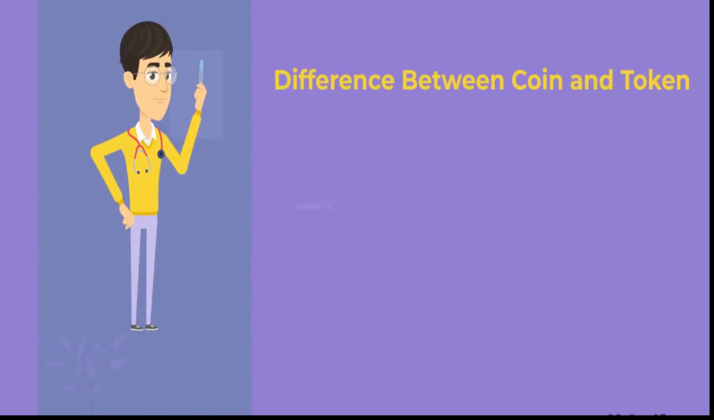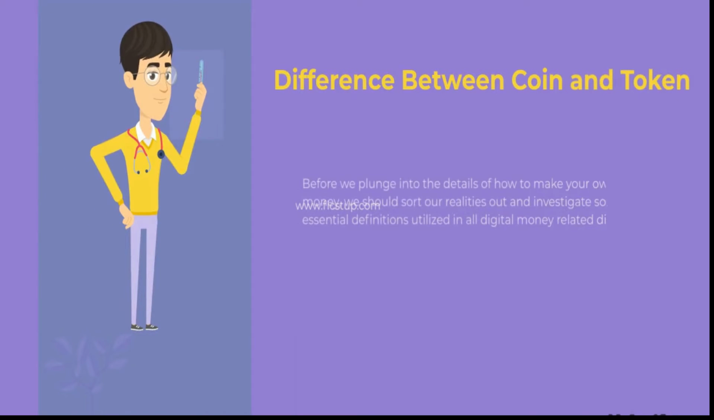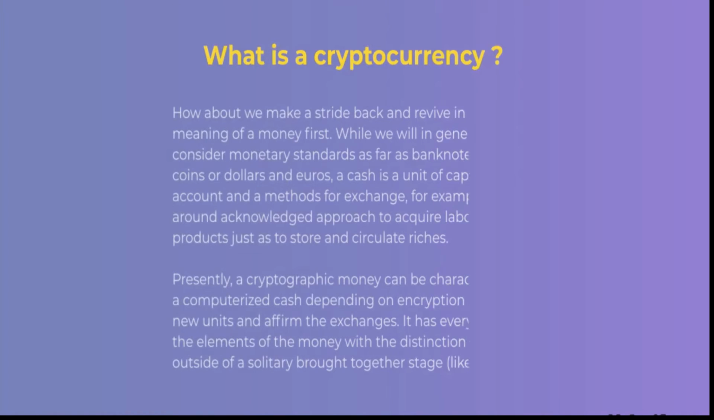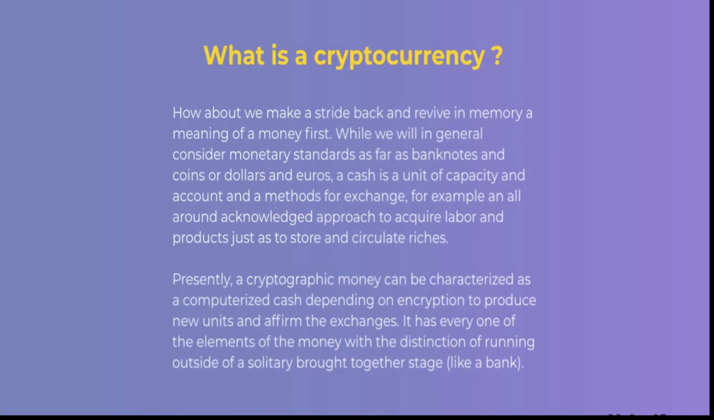Before we plunge into the details of how to make your own digital currency, we should sort our facts out and investigate some essential definitions used in all cryptocurrency-related discussions. How about we take a step back and refresh our memory on the meaning of a currency first? While we tend to think of currencies in terms of banknotes and coins or dollars and euros, a currency is a unit of account and a method of exchange, for example, a universally accepted way to acquire labor and products as well as to store and distribute wealth.